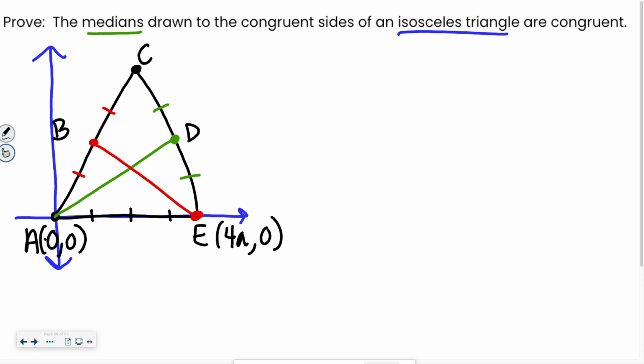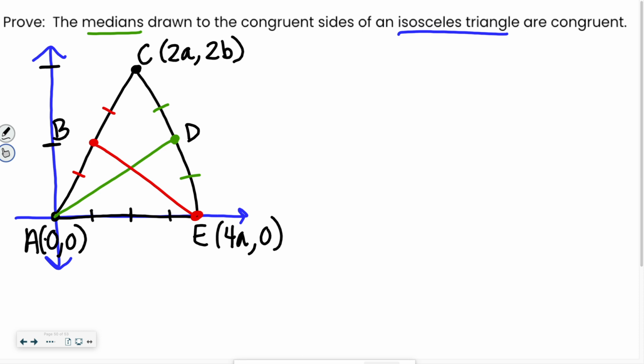Because now I know C is halfway between A and E, so what's half of 4a? That's 2a. And I don't know how high up it went, right? I have no idea what this value is up here, but I know that point B is halfway between C and the x-axis, so whatever I put, I'm going to want to double it. So instead of just putting a b, I'm going to put 2b.